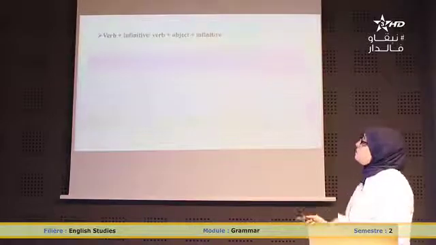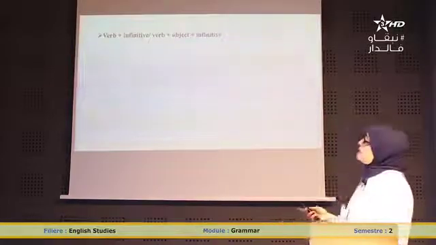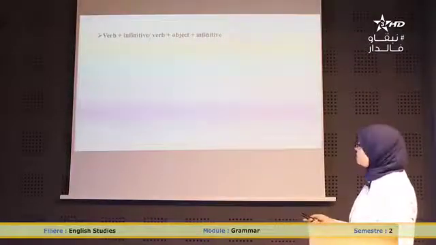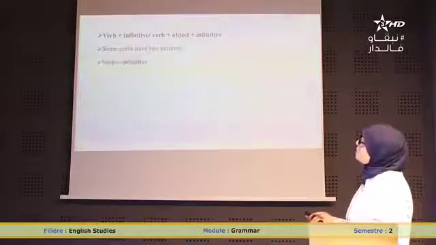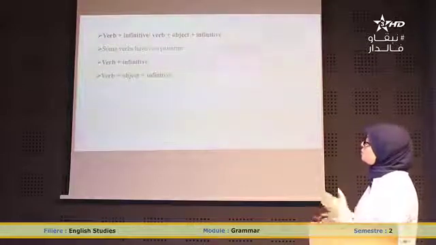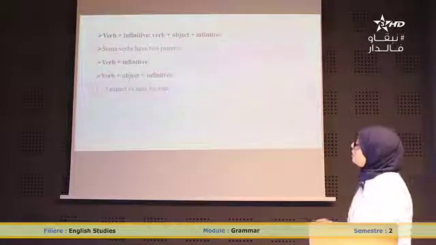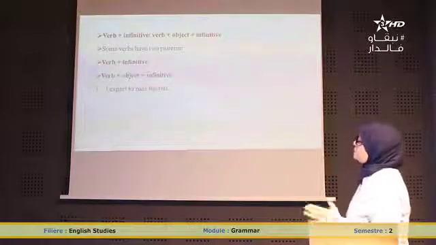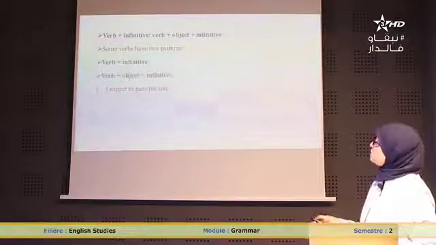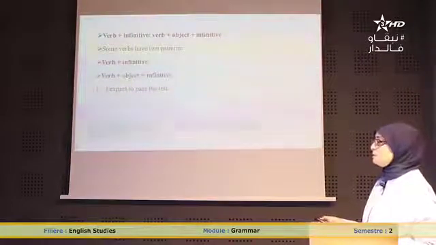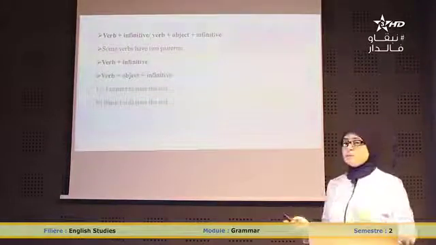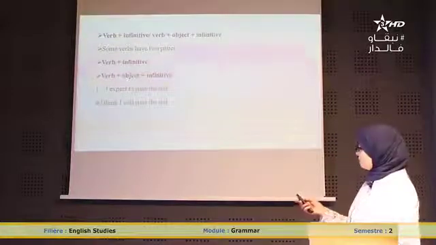Now let's look at some verbs that can have both forms, that can have verb plus infinitive or verb plus object plus infinitive. So the two patterns are this: verb plus infinitive immediately, or verb plus object plus infinitive. Let's look at the examples. The first one, I expect to pass the test. Here, the main verb is expect, followed immediately by an infinitive. The meaning of this sentence is, I think I will pass the test.